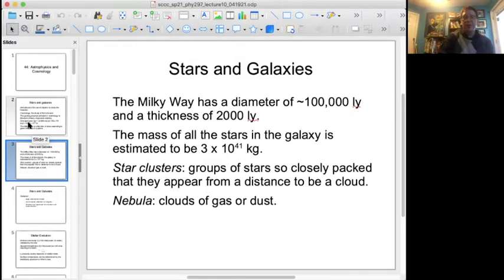Oftentimes, stars group together in clusters that appear from a distance to be a cloud. And other things you'll find in the galaxy are called nebulas, which actually are clouds of gas or dust. About a century or two ago, the first people who made detailed looks at the Milky Way using telescopes identified a number of things as nebulae. But some of them turned out to be star clusters when you look more closely, or, in the case of the Andromeda Nebula, a distant galaxy.